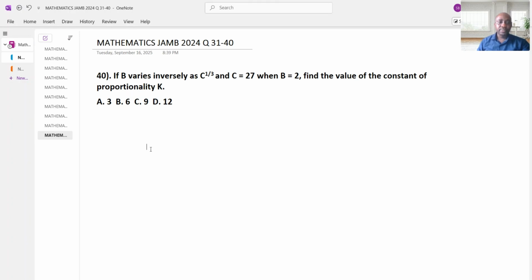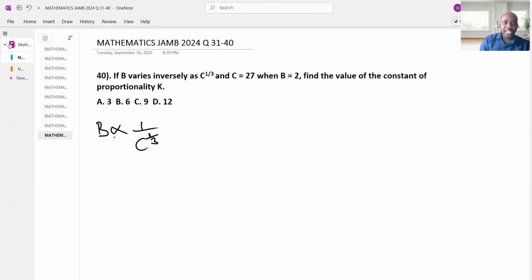Question 40. If B varies inversely as C raised to the power 1 over 3, and C equals 27 when B equals 2, find the value of the constant of proportionality K. Now, when a question says inversely, it means 1 over something. If B varies inversely as C raised to 1 over 3, this is what the question means.